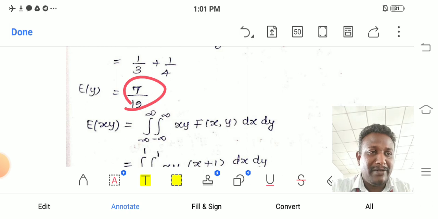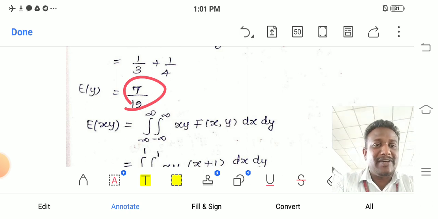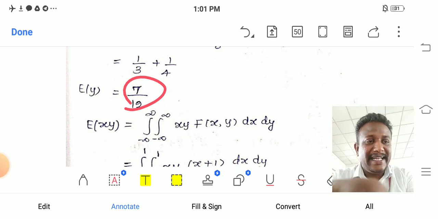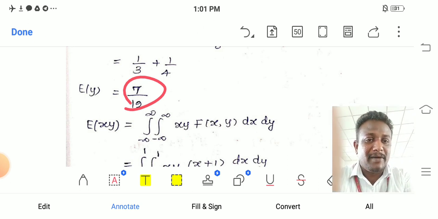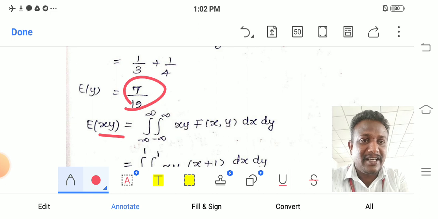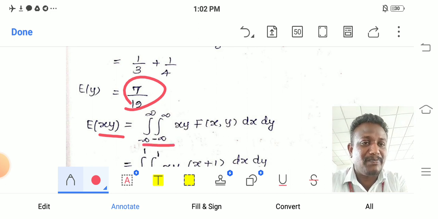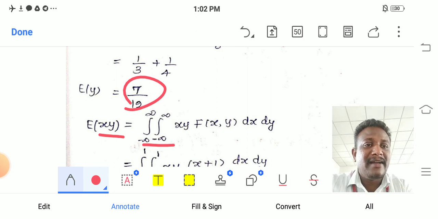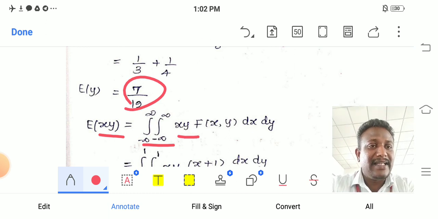What do you still need to calculate? You need to calculate E of x comma y. To find E of x comma y, first write the formula. Here we have both variables, so we have to write the formula for both variables. It is very easy. As we have both variables, just write the integral for both variables, minus to plus infinity. In the previous step we had just x or y. In this video we are going to have both x and y. Then f of x comma y dx dy.